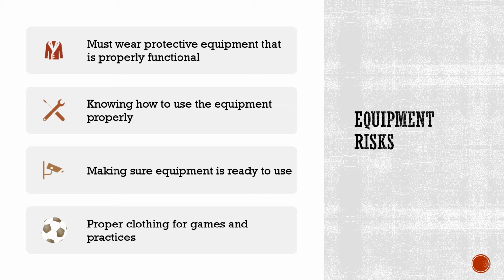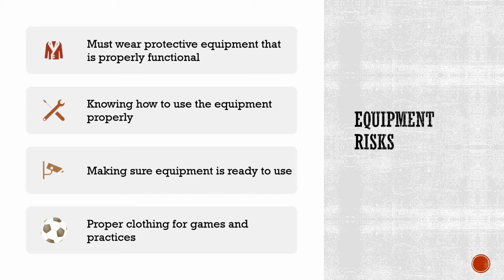You also need to know how to use the equipment. In baseball, if you're swinging a bat and you don't know the proper time to swing it, make sure there's no one around. You could cause injury to others around you. Making sure your equipment is ready to use, that if it's not broken, it's not going to fall apart. You're not going to use it and it's going to hit someone else.